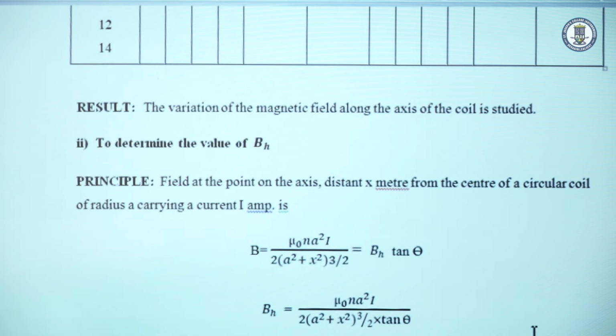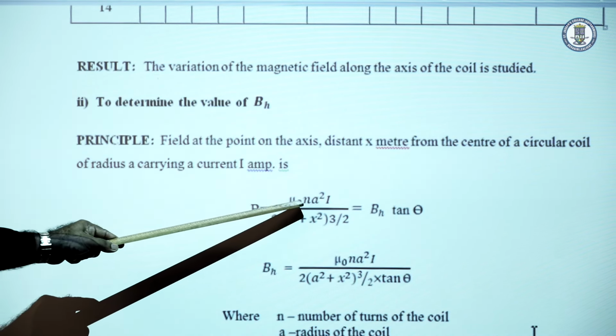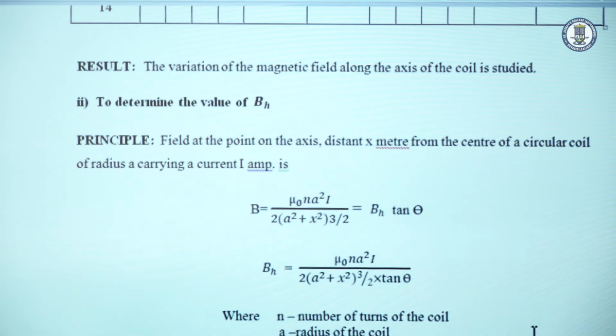Now coming to the second part, that is the calculation of BH. The magnetic field produced by a circular coil apparatus is given by the formula B is equal to mu 0 n a square I divided by 2 times (a square plus x square) raised to 3 by 2, where I is the current flowing through the circular coil, a is the radius of the circular coil, and x is the distance. Earlier we used distances of say 6 centimeter, 8 centimeter, etc. That is the distance from the center of the coil to the center of the compass box.